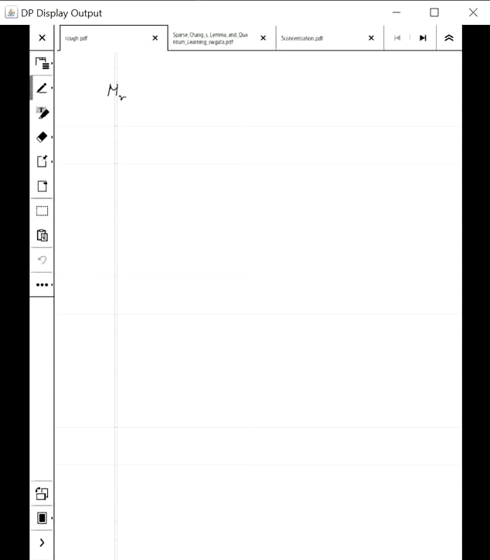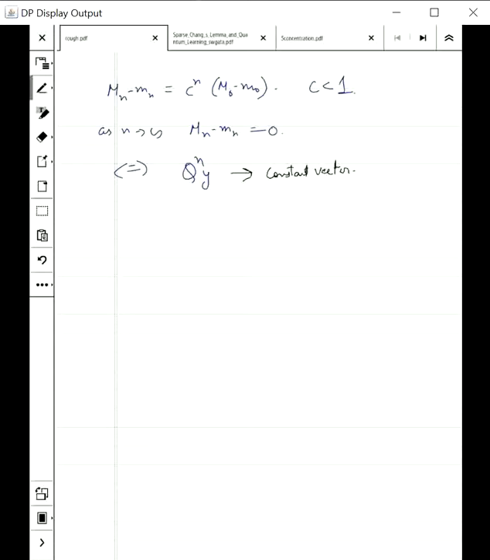Mn minus mn is going to be c to the n times M0 minus m0, where c is less than 1. This is showing that as n tends to infinity, the maximum entry and minimum entry are tending to 0, which is the same as saying that q and y tends to a constant vector. If the maximum entry and the minimum entry are the same, that means all the entries are the same. So this proves a theorem. And this almost proves what we need.